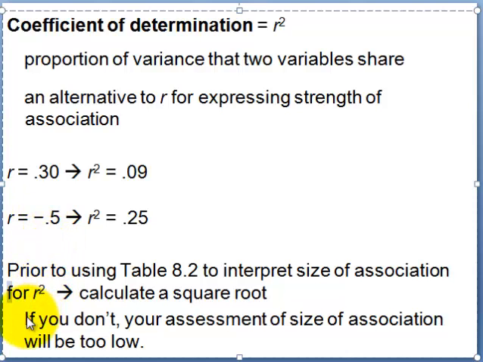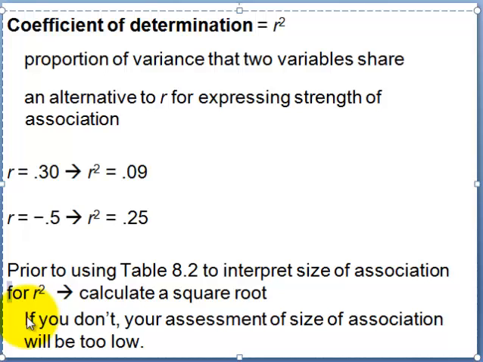Suppose that in reading the literature you come across a value of r squared, and you want to make some kind of rough approximation in your mind of the strength of association conveyed by this r squared. Well, what you'll need to do is to calculate a square root, and then check that square root against the table of qualitative descriptors.